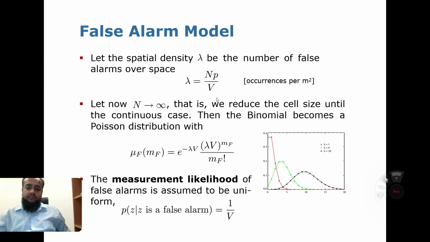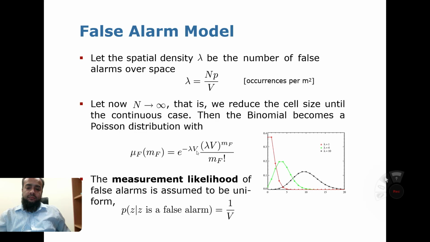Let the spatial density lambda be the density of the collective measurements in coordinates x and y, with the number of false alarms over the space V. So lambda is n over V, which can be measured in meters squared. Now, let n tend to infinity. That is, we reduce the cell size until the continuous case. Then the binomial becomes a Poisson distribution.